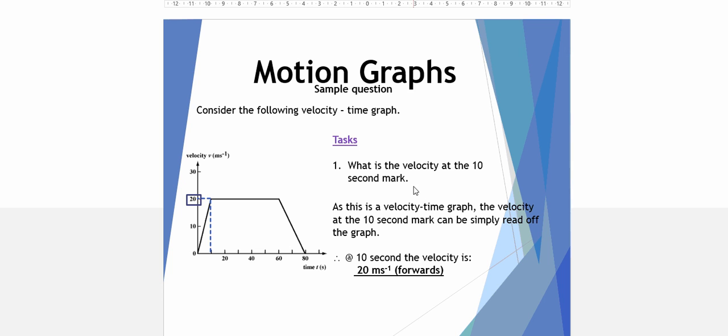So first of all, what's the velocity at the 10-second mark? Now warning, a lot of foolish students would calculate the rise over run, thinking this is a displacement time graph. Smart students will see it's a velocity time graph, and to calculate the velocity at the 10-second mark, we simply read across to the graph. So we can say at 10 seconds, the velocity is 20 meters per second forward.